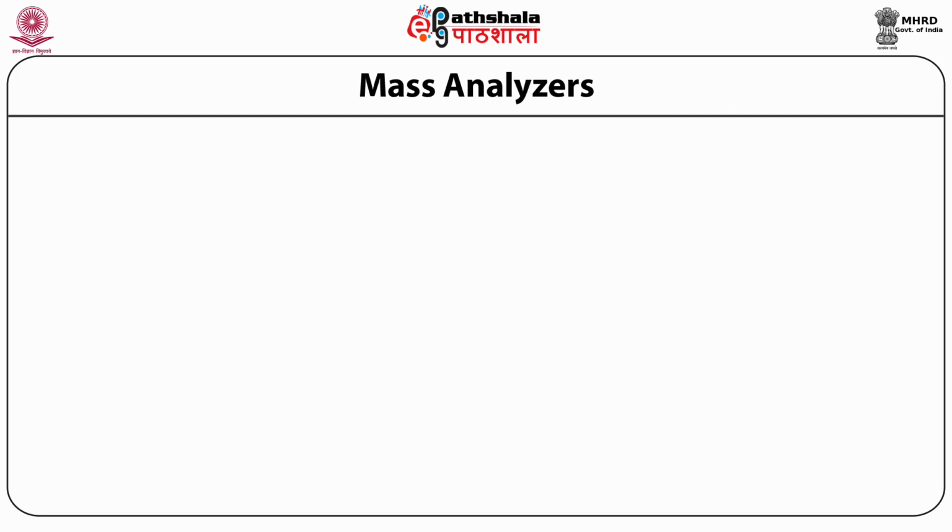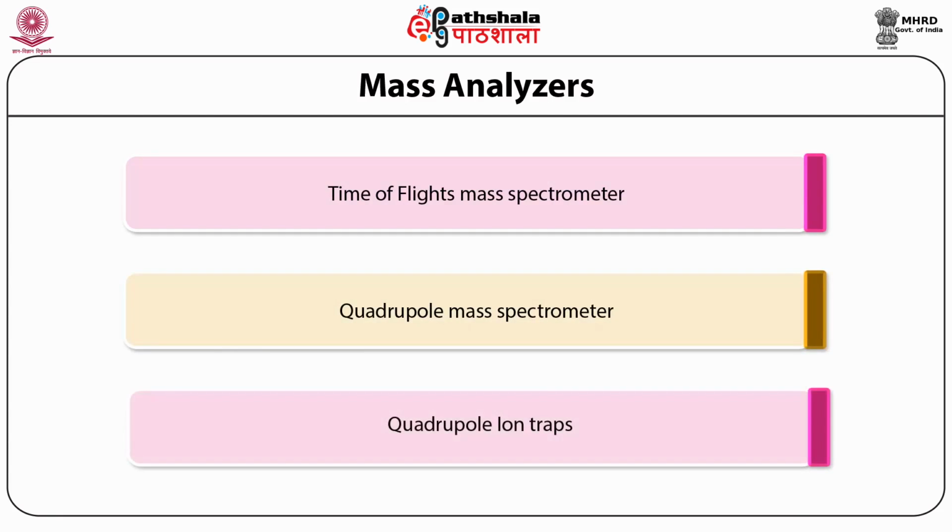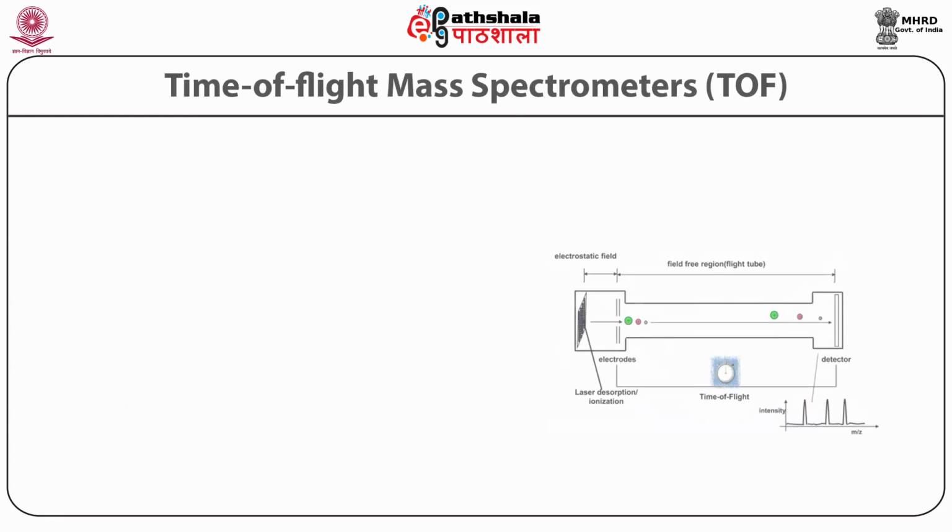Now, coming to the next section, that is section 2 of a mass spectrometer. Generally, people use 3 types of mass analyzers, which may be utilized as a single mass analyzer or sometimes coupled together. The 3 analyzers are the time of flight mass spectrometer, the quadrupole mass spectrometer, and quadrupole ion traps. Time of flight mass spectrometers: this is one of the simplest mass analyzers.